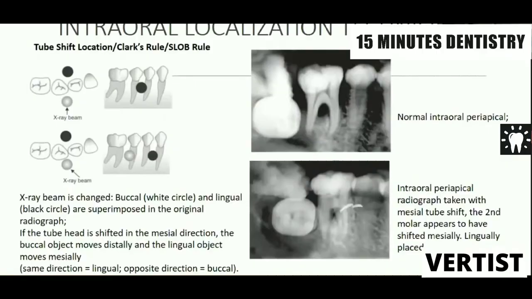Intraoral localization technique. There's one very useful technique known as the tube shift or Clark's rule or SLOB rule. SLOB is S-L-O-B, that is same side lingual, opposite side buccal. Very simple. Now this is a periapical radiograph which is taken, and this is an impacted molar. Now in case I want to know whether it is placed buccally or lingually, what I will do is take another radiograph.